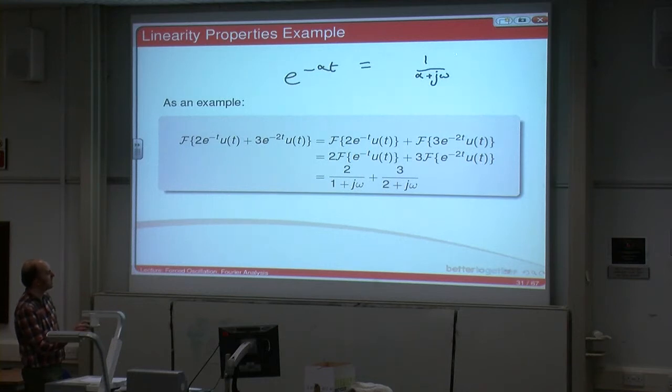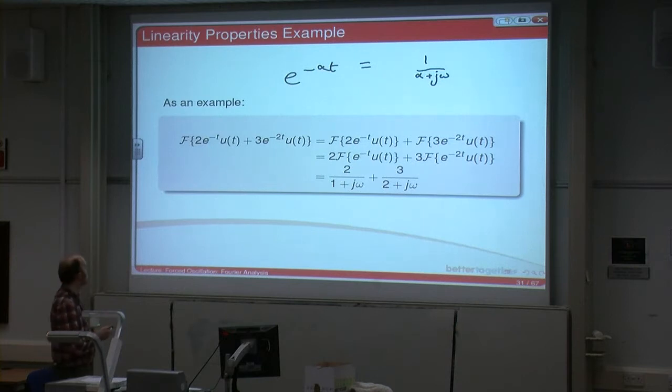And remember, when you've got 1 on the bottom, you get there. That's obviously multiplied by 2, which gives you 2 over 1 plus j omega. And then here we've got minus 2, so alpha is 2. So we've got 2 plus j omega, alpha plus j omega, multiplied by 3. So you end up with that as your solution. Okay, so that's just showing you linearity. When you get something that looks quite complicated, it's actually the sum of those two. You can take the Fourier transform of each individually and add them up. And when you've got a constant, you can just take the constant out. You don't need to worry too much about it.